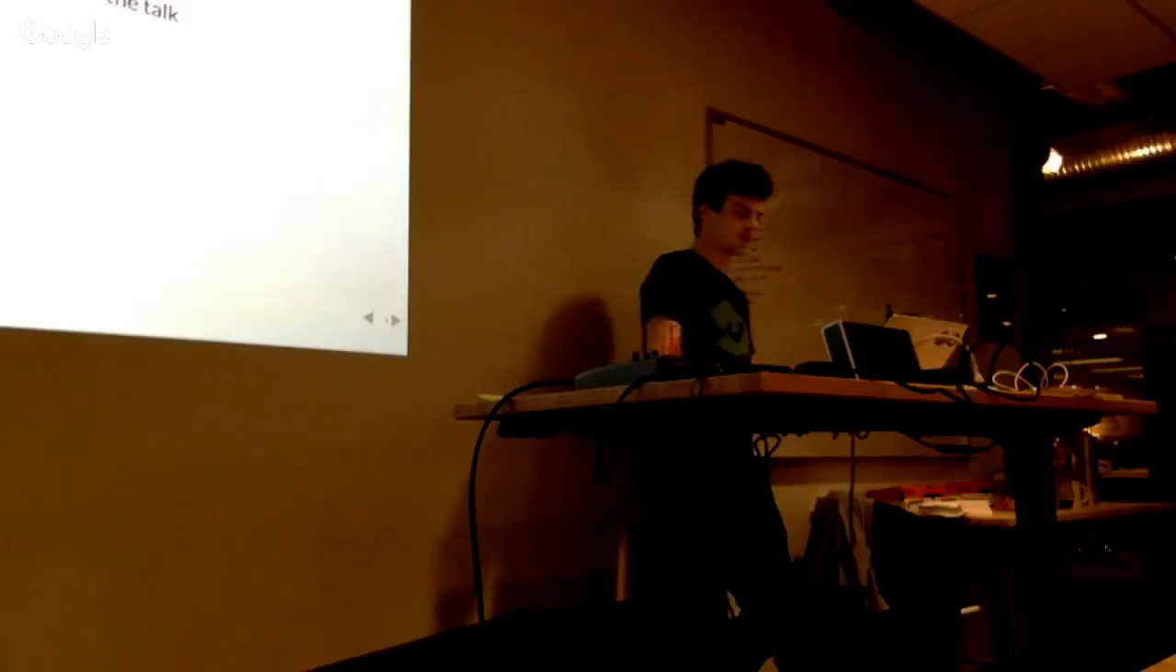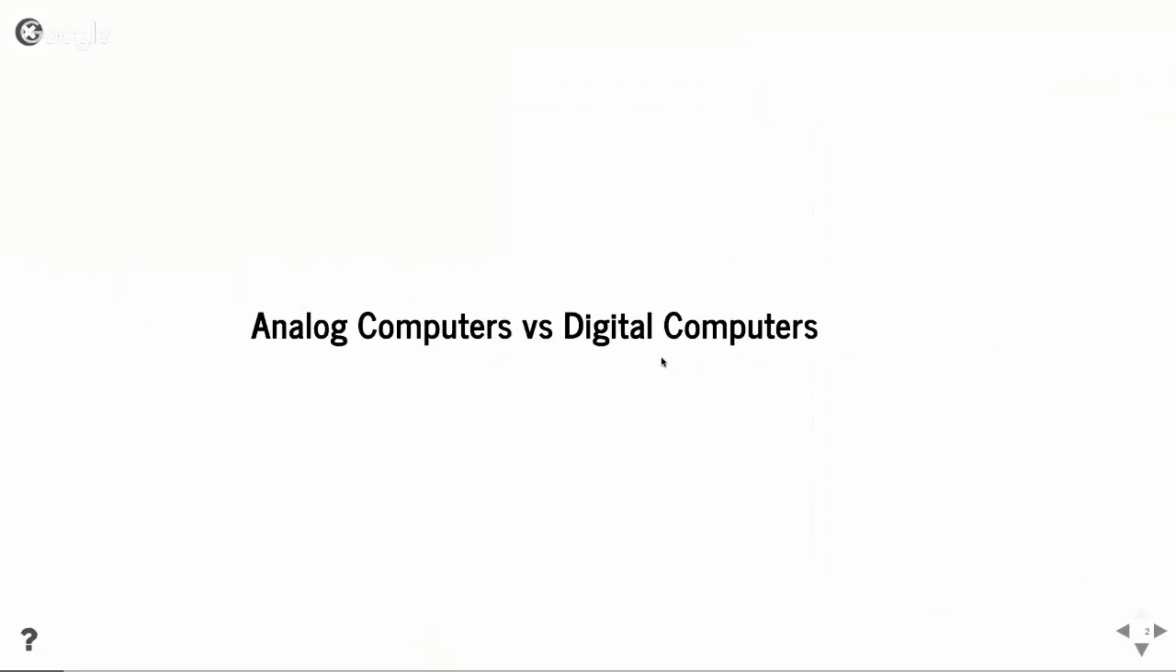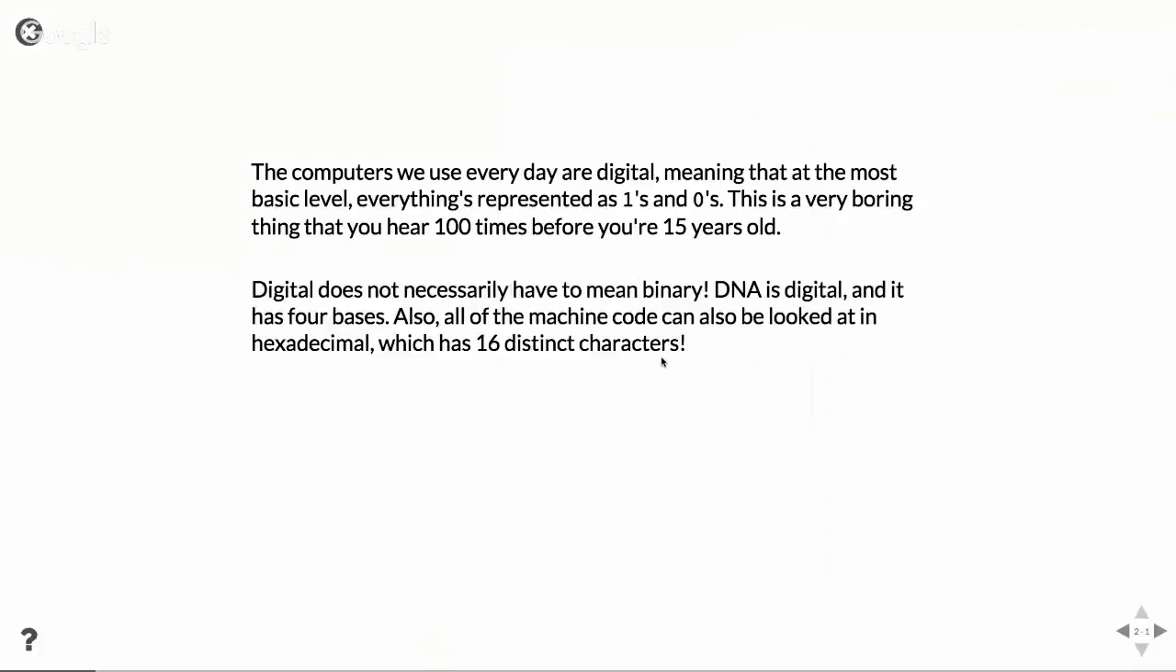And this is important because computers, as we know them today, we all use digital computers, and digital computers operate on discrete stuff. You've heard this a lot of different times, I think 100 times before you're 15 years old. Computers see everything as ones and zeros, which is really boring and not helpful to anyone. But you hear it a lot, and it is true, actually. So what does that actually mean? We'll get back to this.